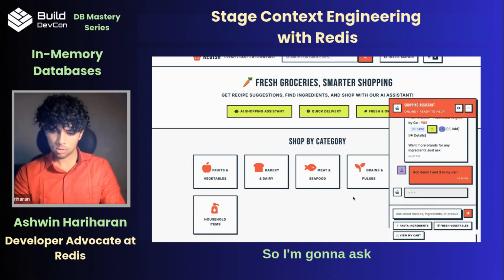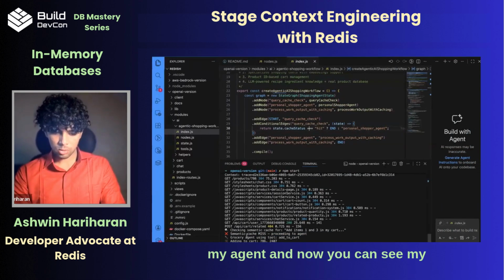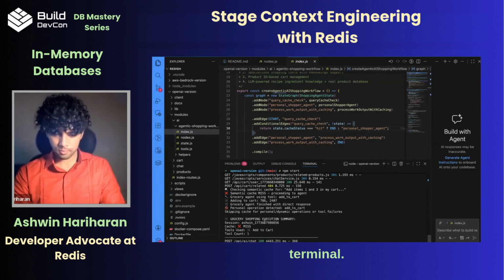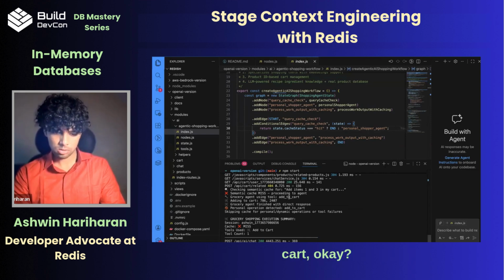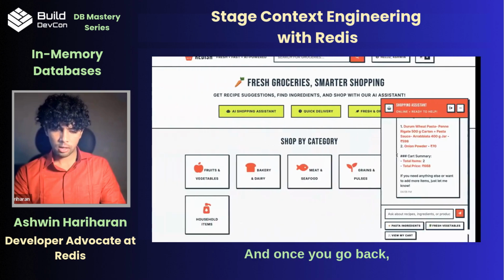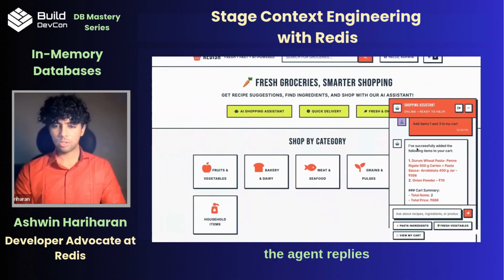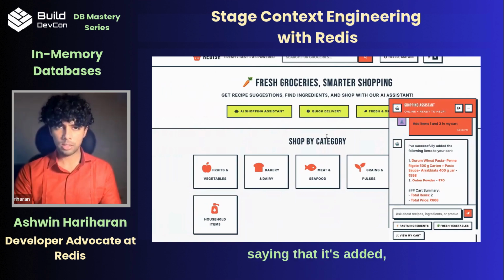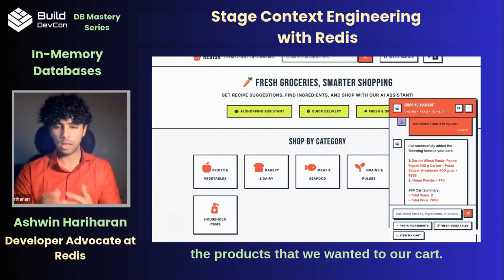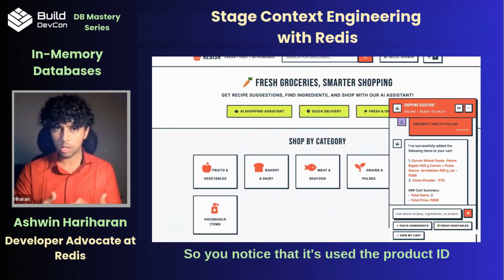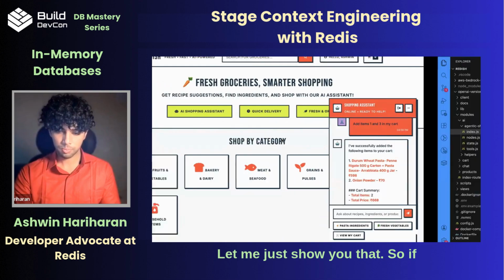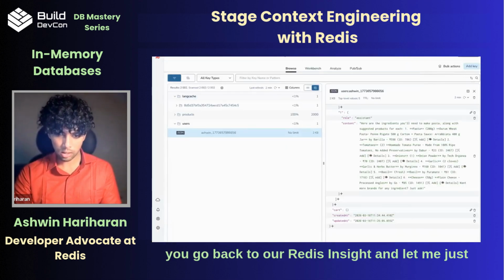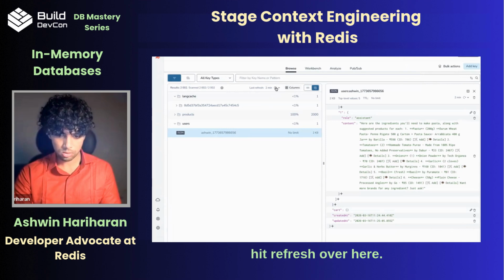So I'm going to ask my agent, and now you can see on my terminal it's using a tool called add to cart. And once you go back, the agent replies saying that it's added the products that we wanted to our cart. You notice that it used the product ID from the previous search. Let me just show you that. If you go back to our Redis Insight, let me just hit refresh over here.